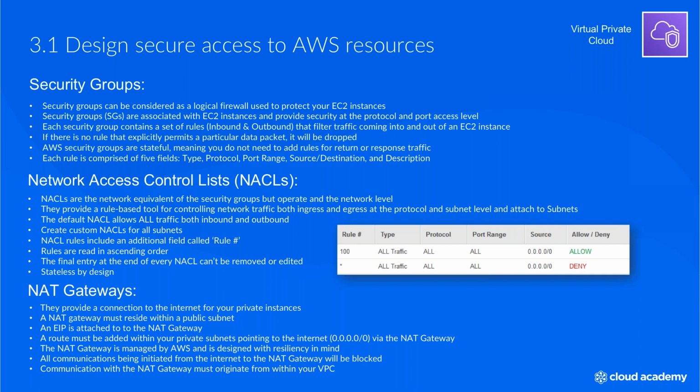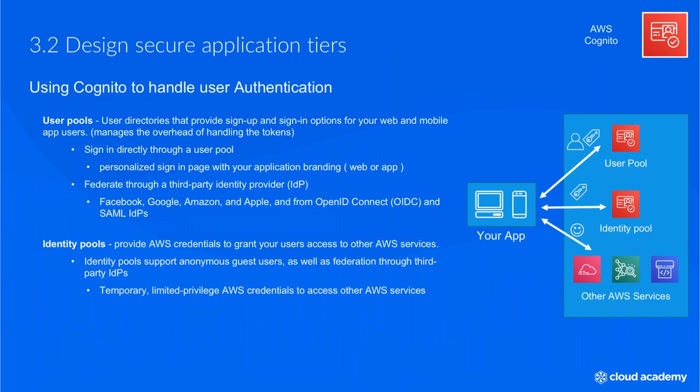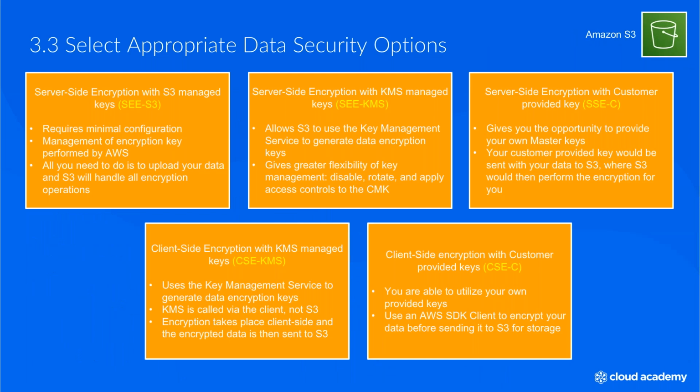We have another question. Can you please explain client-side encryption using KMS again? Let's have a look. Let's get back onto the slide. So we have client-side encryption with KMS managed keys and with customer-provided keys. So the encryption process itself is done on the client. The keys are generated through KMS and then sent to the client, and then the encryption takes place on the client side, and then that encrypted data is then sent back to S3.